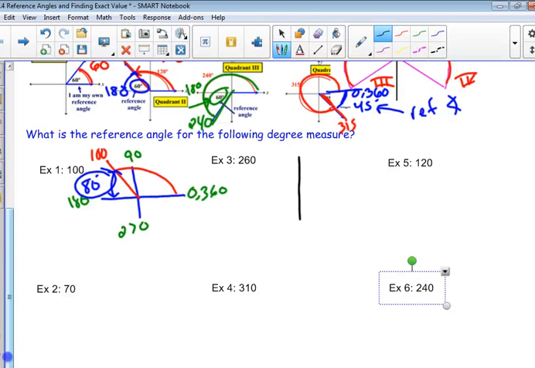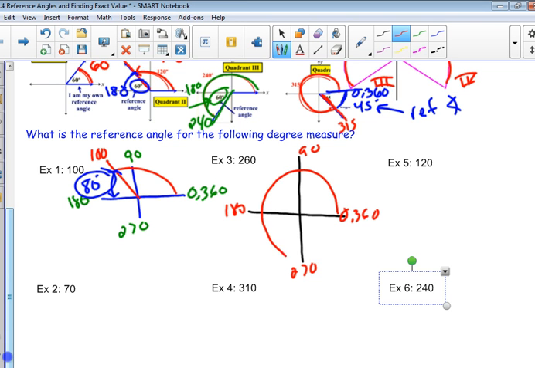Now let's do that on 260. So I'm going to graph 260. Again, if you need help with your angles, feel free to write them in. Here's my 270, 180, 0, 90. All right, so 260, probably somewhere around here. Now, when you go to your x-axis, do I want to go to 360 or 180? 180, good, because this is going to be the shortest piece.